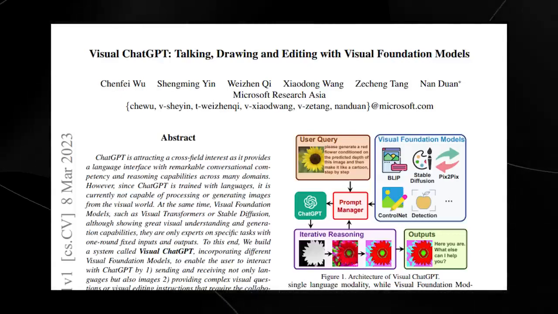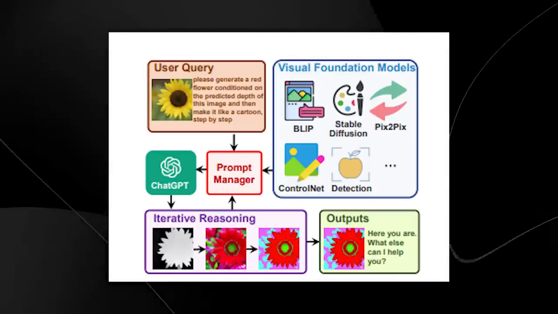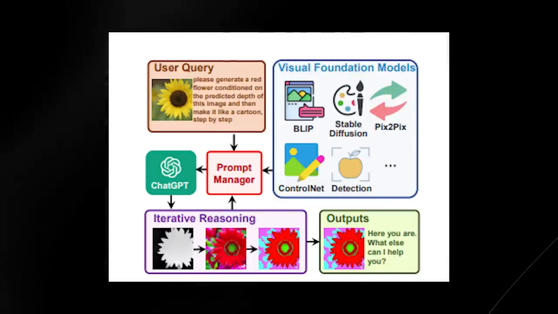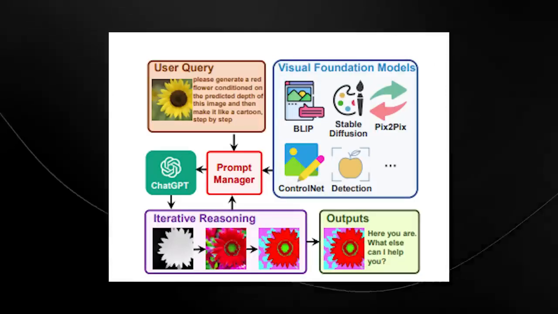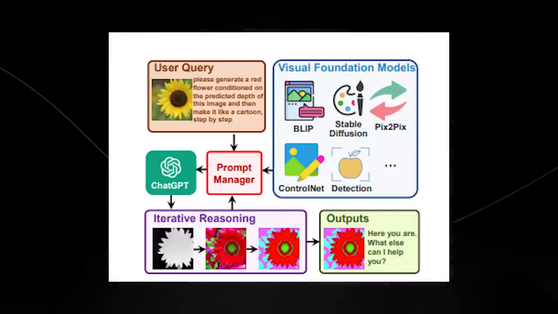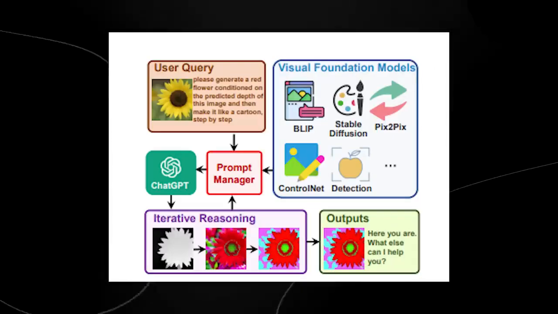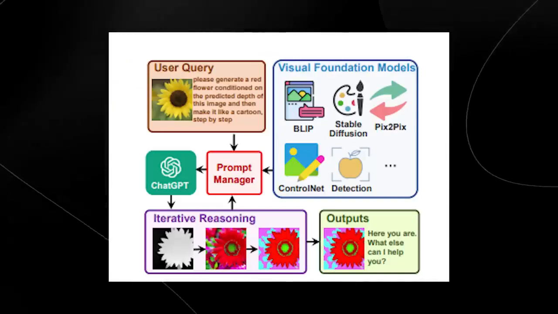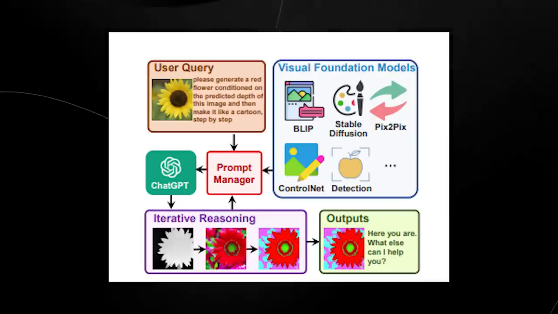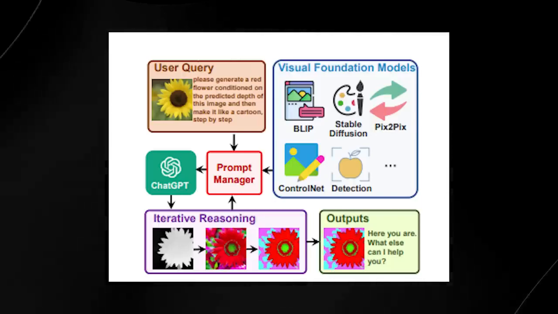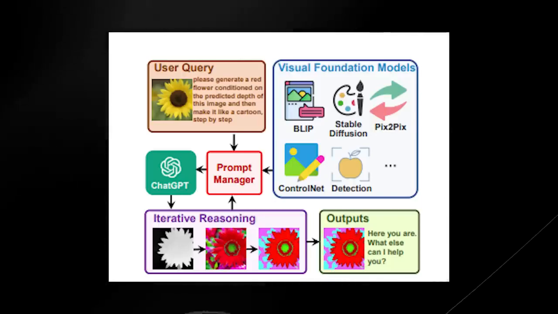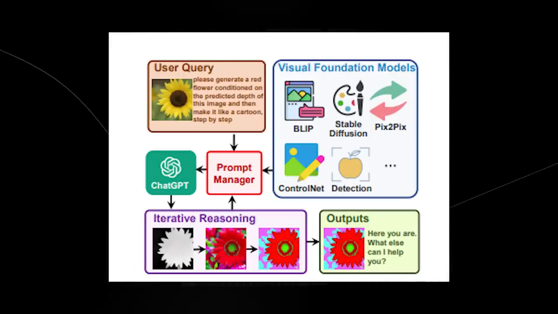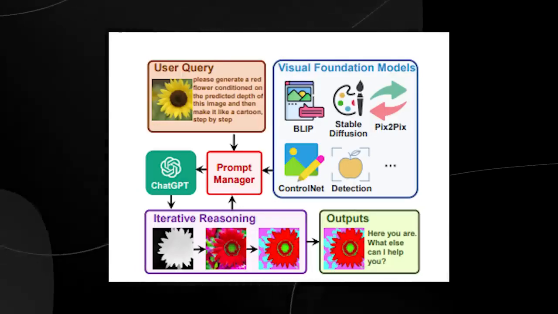If we take a closer look at this, you can see that it is based on foundation models: BLIP, Stable Diffusion, Pix2Pix, ControlNet, and of course some detection. So this is how it all works, and you can see that there is a user query in there also, and some iterative reasoning which eventually comes to your final solution. The initial question was, please generate a red flower conditioned on the predicted depth of this image, then make it look like a cartoon step by step, and you can see it actually does achieve that.